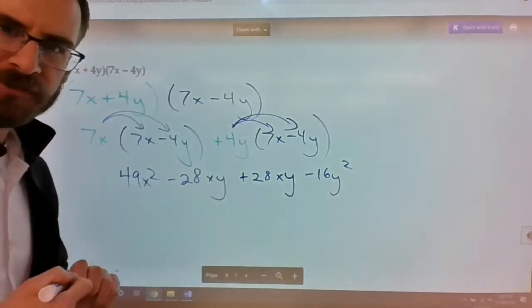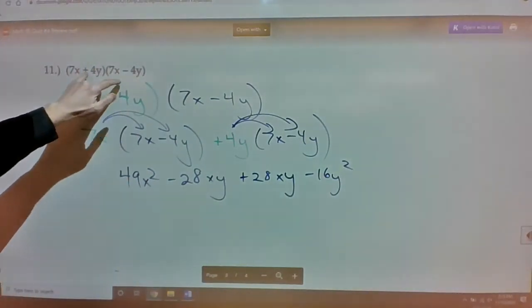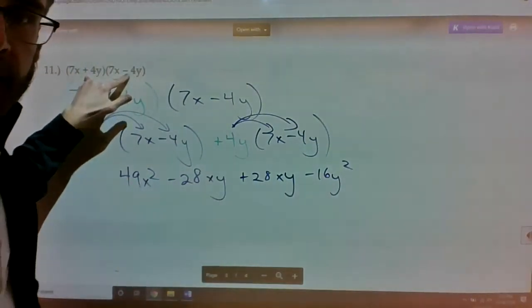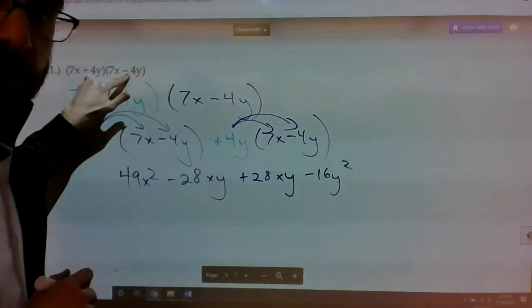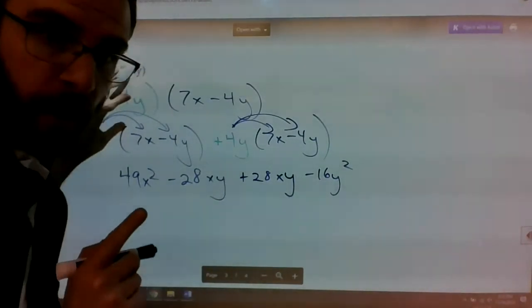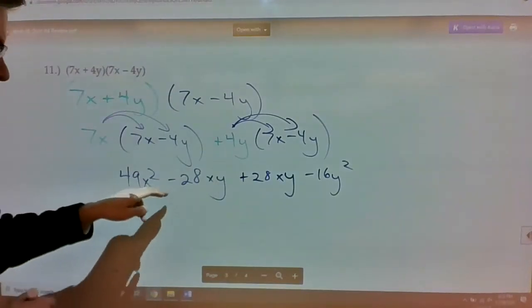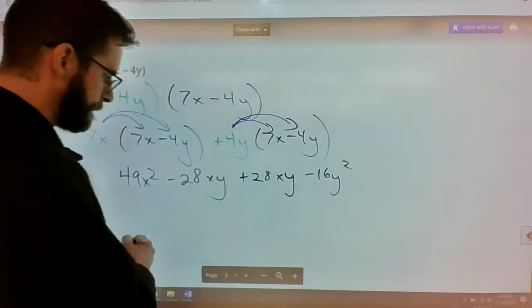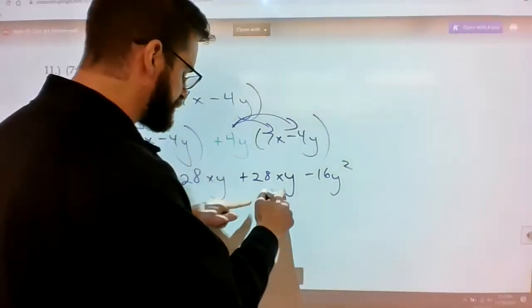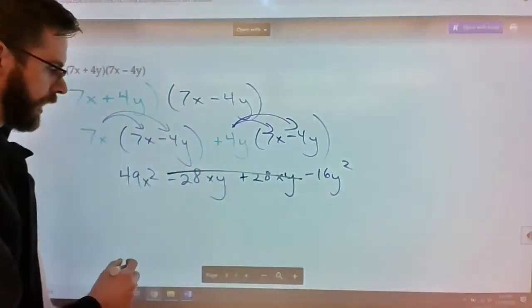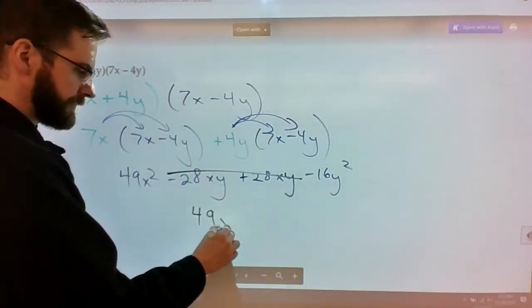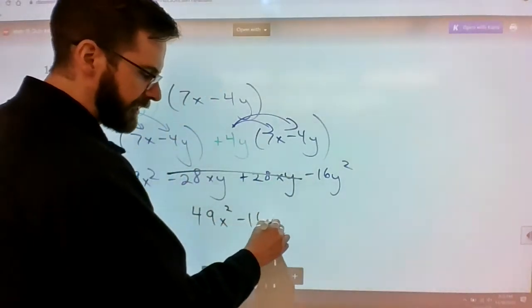Now hopefully you noticed from the get-go that these were good twin, bad twin multiplications, which almost always, no, not almost always, results in the middle canceling. Negative 28xy plus 28xy is 0xy. And there's our final answer.